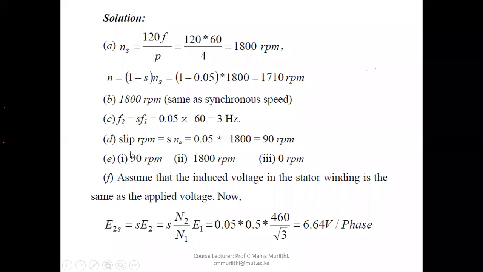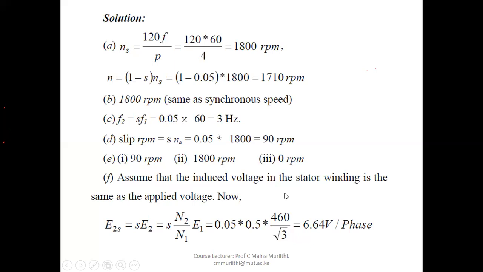Now you'll relate to the question. I can't recall how it is phrased. Here it is 1800 relative speed. This was the stator structure, if I'm not wrong. So since the stator structure is not revolving, the relative speed will be 1800. And here the stator rotating field and the rotor field are the same, so the speed difference is 0.